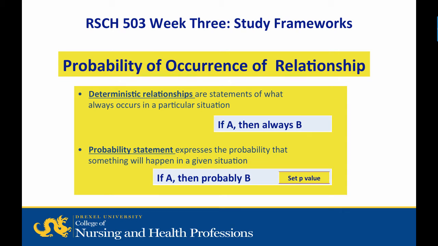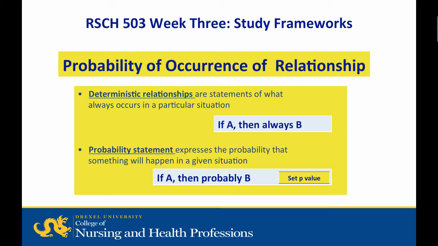Another important aspect of relational statements is the probability of occurrence of a relationship. A deterministic relationship is a relational statement indicating what always occurs in a particular situation. If A occurs, then always B. In a probability statement, on the other hand, there is an expression of the probability that something will happen in a given situation. If A occurs, then probably B occurs. Probability statements are tested statistically to determine the extent of probability that B will occur in the event of A.